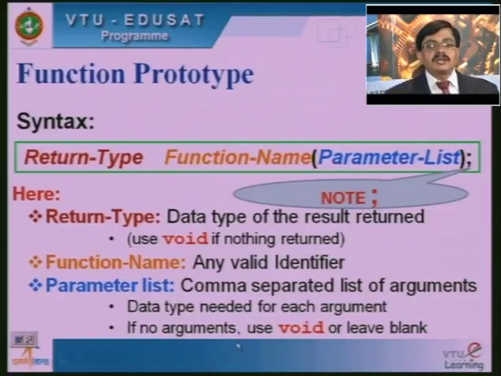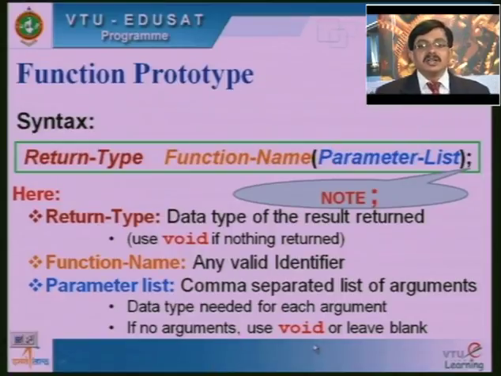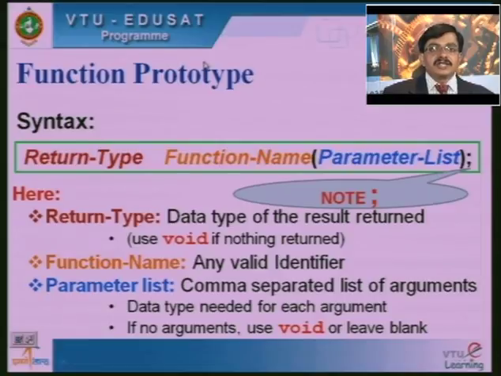And if no arguments are used, then we can use void here, or leave a blank space. If you are not mentioning any parameter list, it means that the function is not taking any parameter. That can also be mentioned by mentioning a void there. When you specify void, it means that the function is not taking any parameter there. Note that it has to end with a semicolon. This is a function prototype or a function signature, also called function declaration.